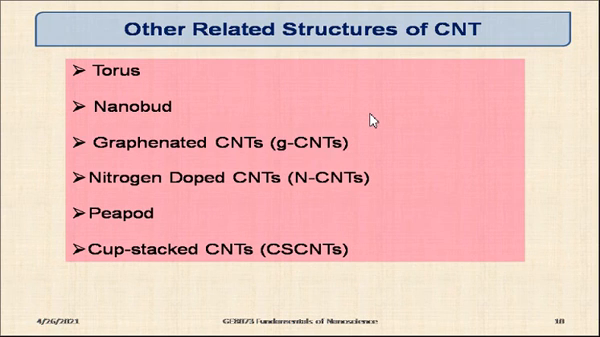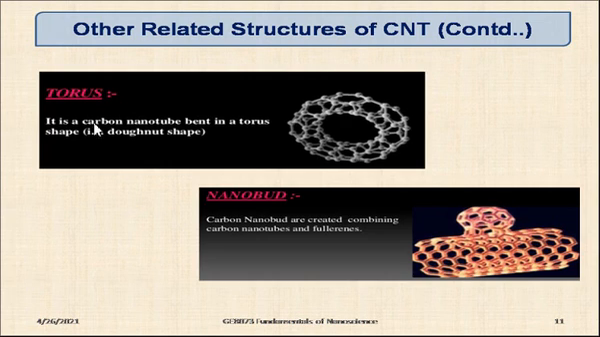And we have other related structures of CNT also. Depending upon the applications, what we need, we can have different structures of CNT, which are torus, nanobud, graphenated CNTs, that is GCNTs, nitrogen-doped CNTs, NCNTs, peapod, and cup-stacked CNTs, or CSCNTs. Let us look at them one by one. So here the first one is torus. It's a carbon nanotube bent into a torus shape, that is nothing but a donut-shaped CNT, called a torus.